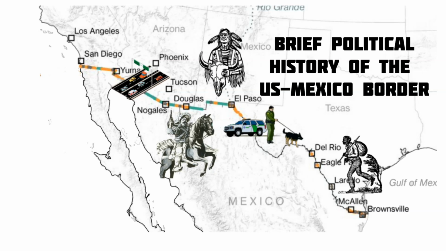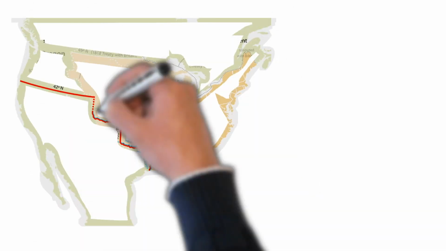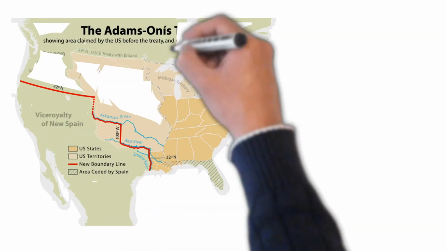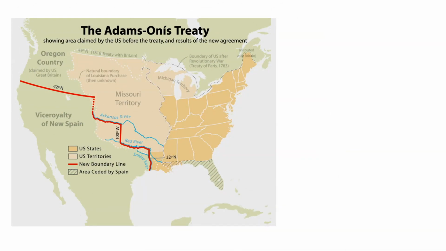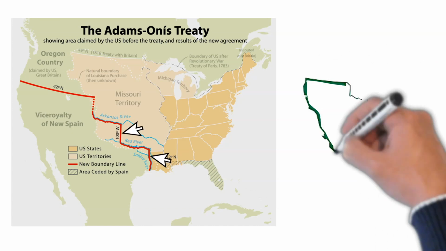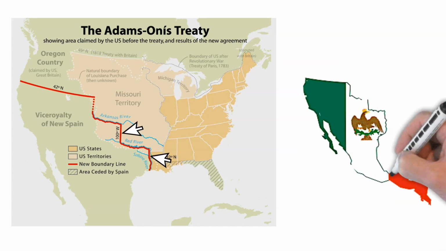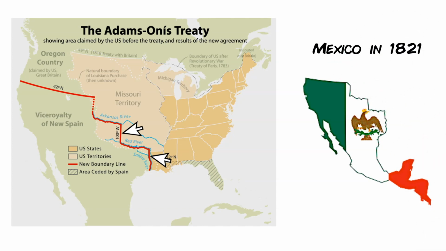The original boundary between the two countries was first established in 1819 under the Adams-Onis Treaty between Spain and the United States, what would later become the Texas-Louisiana and Oklahoma borders. Mexico inherited it when it became independent in 1821, along with concerns about American expansionism.